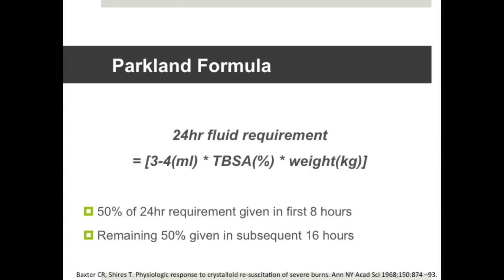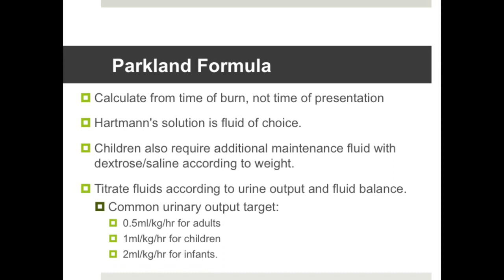This is 3 to 4 mL multiplied by total body surface area of the burn in percentage, multiplied by weight in kilograms. Once you get the value, this is for the first 24 hours, half of which should be given in the first 8 hours, whilst the remaining 50% should be given in the next 16 hours. It is important to note that you should be calculating the first 24 hours from the time of burn rather than the time of presentation. The fluid of choice would be Hartmann's.